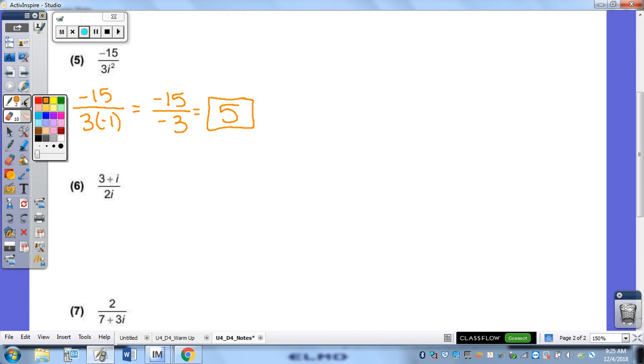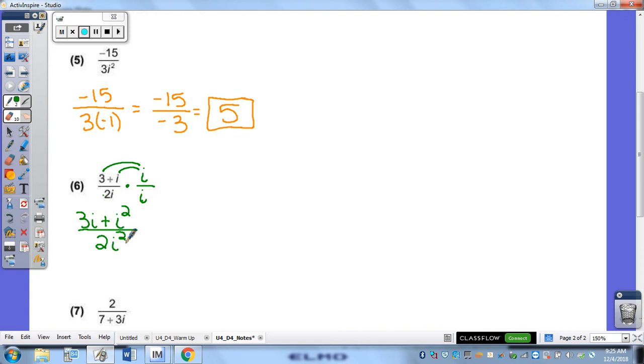Number 6 is different though, because your i is already as simplified as it's going to get. It's i to the first power. You can't simplify that anymore. So what we're going to do, it's just one term in the denominator, so all we have to do is multiply top and bottom by i. Up top, I have to multiply the i times both terms that are in my numerator. So i times 3 is 3i. i times i is i squared. In our denominator, 2i times i becomes 2i squared.